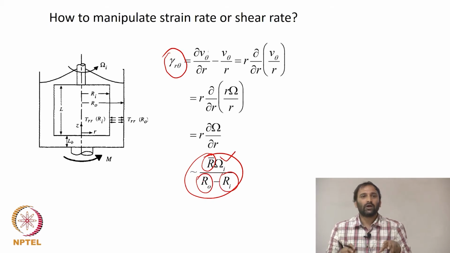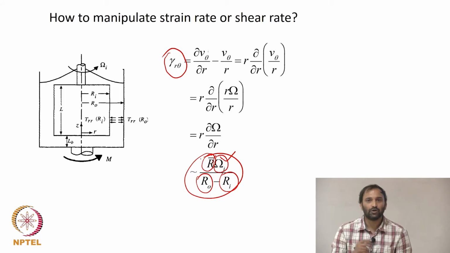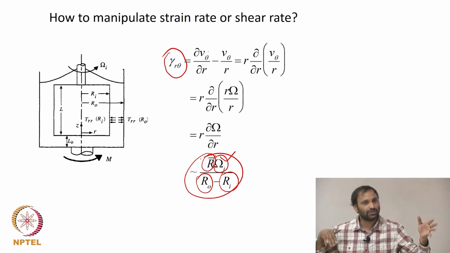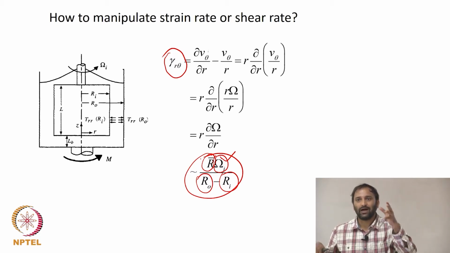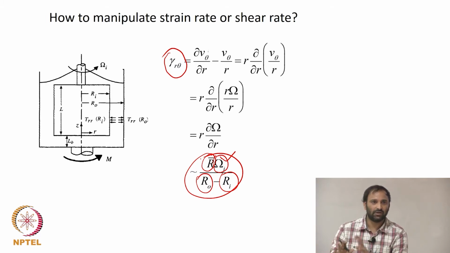So what I can do with these devices is take a fluid and put it in the gap between the cylinders, or between the bottom plate and the top plate. I can change the rotation speed, and so change both the shear stress and the shear rate. I can measure viscosity at every value of shear rate and shear stress, and get information about how the viscosity changes as a function of shear rate or shear stress. That is what is done in a rheometer. Any questions?